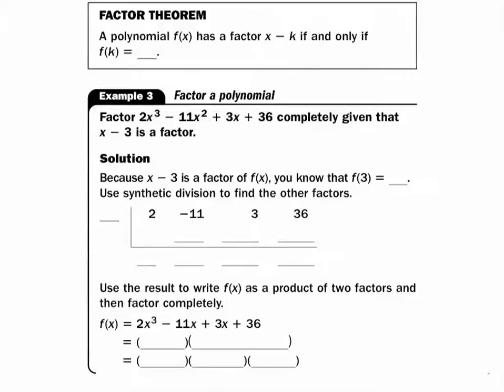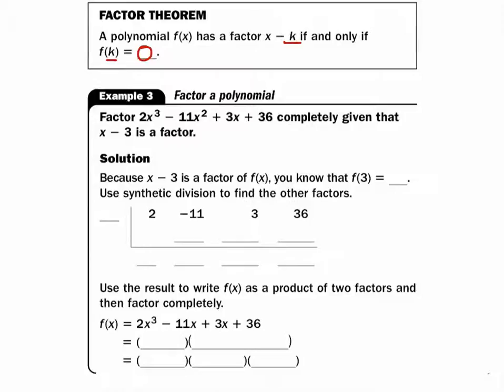We begin with the factor theorem. It says a polynomial f of x has a factor x minus k if and only if f of k equals 0. So it factors exactly when the number involved, the k, makes the function 0.